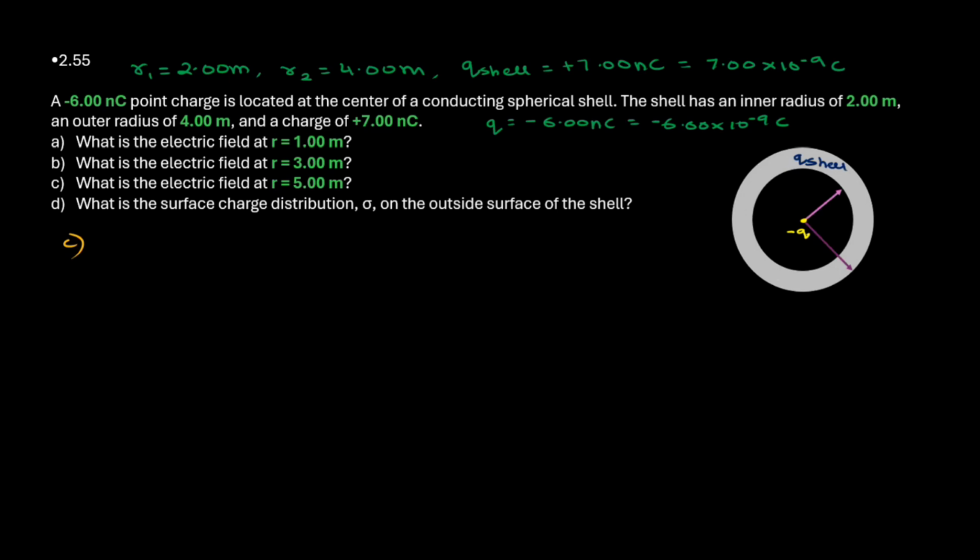Next, we look at part C. In part C, we need to find the electric field at a distance r equal 5 meter.